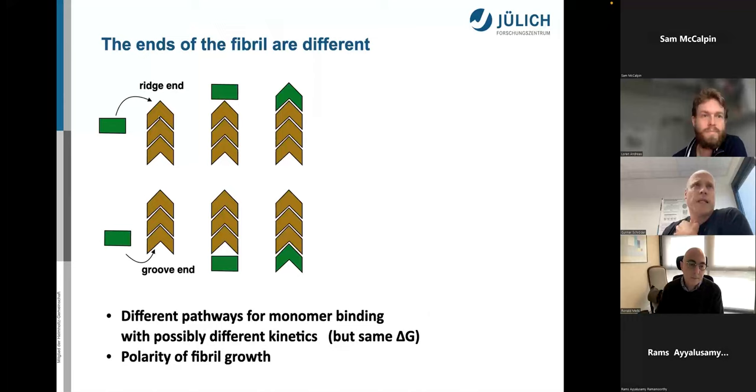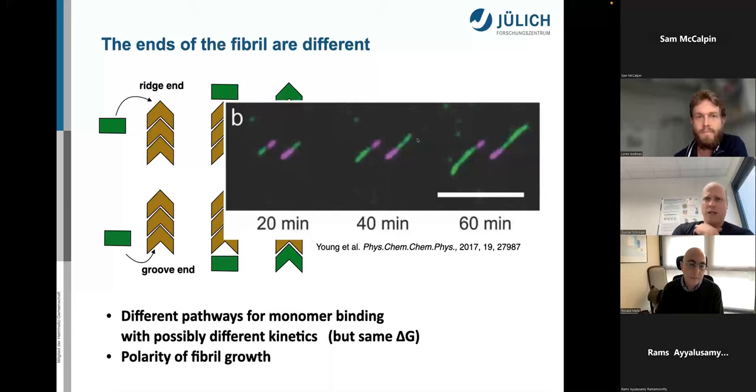So this is just a schematic picture of this. If the end looks different, then the conformational transition that needs to happen is different. So the energy barrier could be different, but the delta G, of course, must be identical because the end product is completely the same. So delta G must be the same. And this has also been shown experimentally.